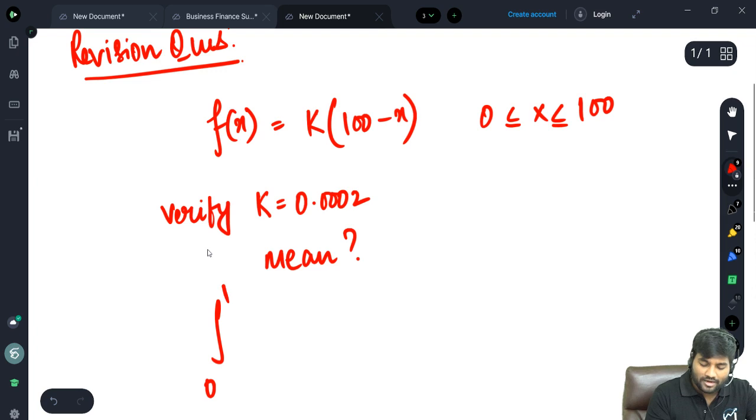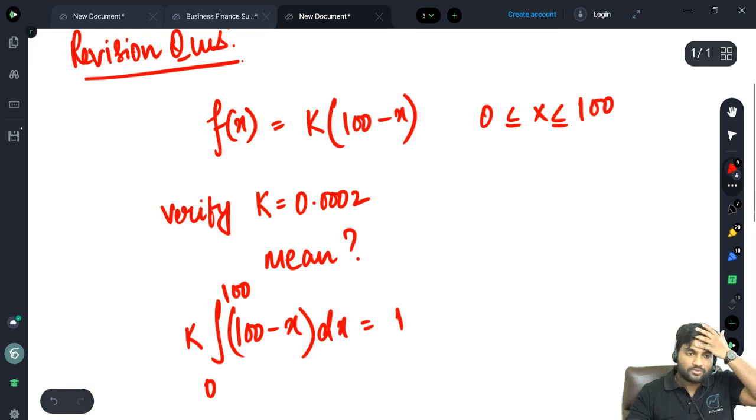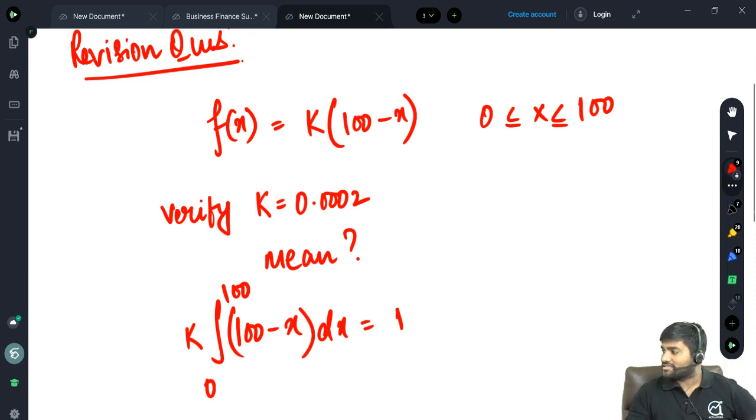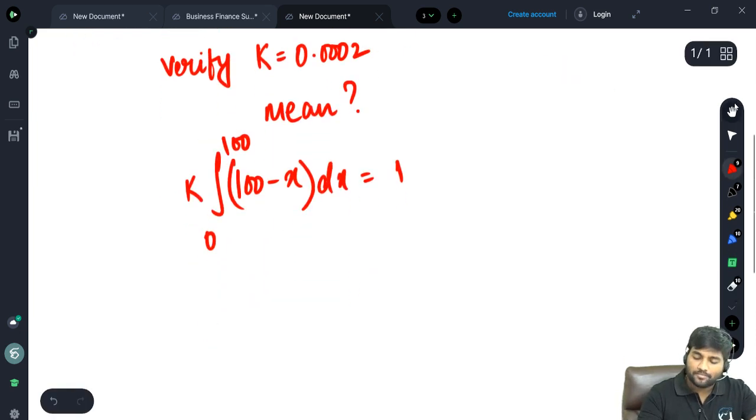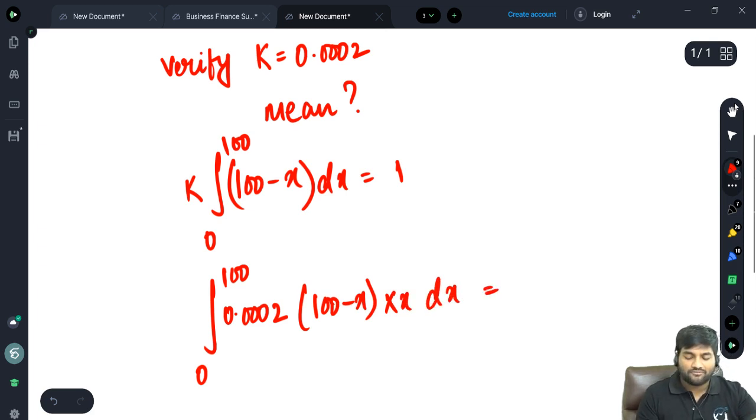So we'll integrate from 0 to 100, k(100 minus x) dx is equal to 1. Please solve for k. What is the answer that you are getting? Then how to calculate the mean? Integration 0 to 100, (100 minus x) into x dx is equal to the mean. Please solve for the mean.